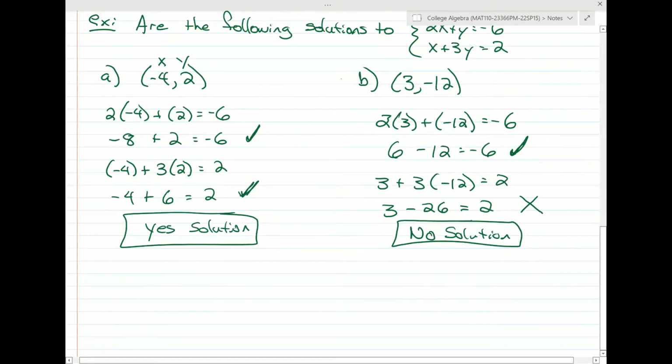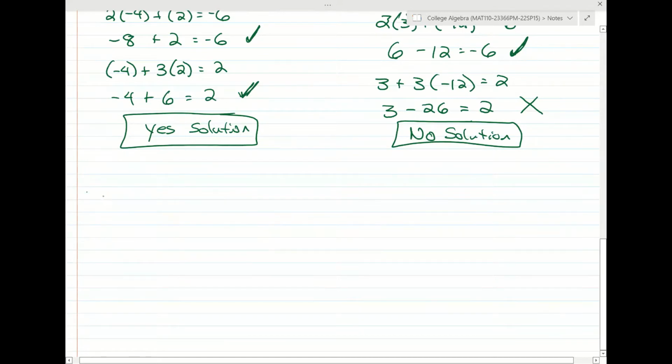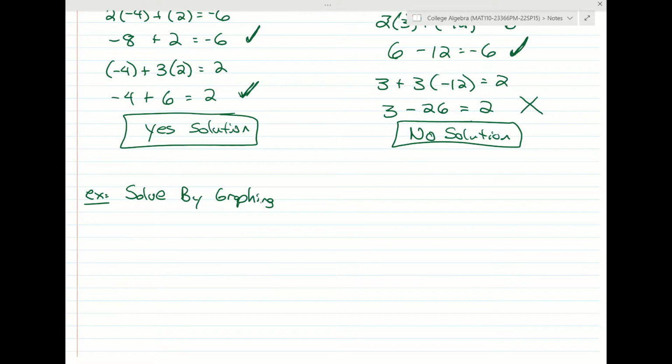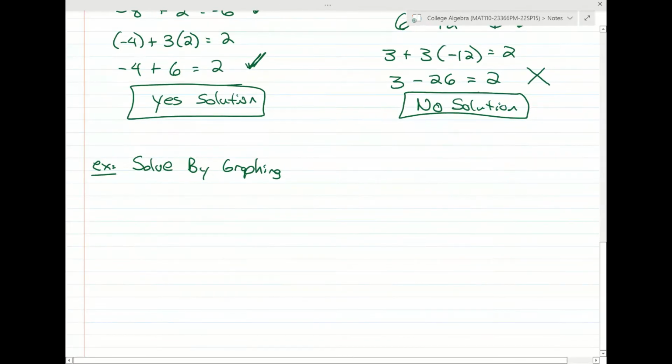All right, let's try something else. Next example. Let's solve by graphing. What if we had a problem like this? 2x plus y is equal to -5, and -x plus 3y is equal to 6.